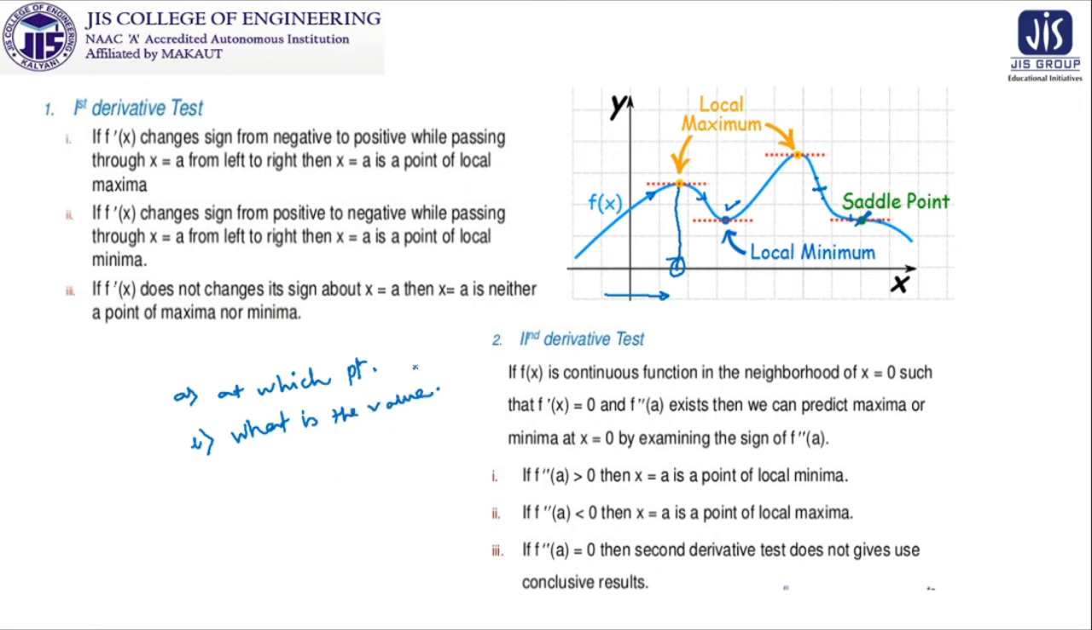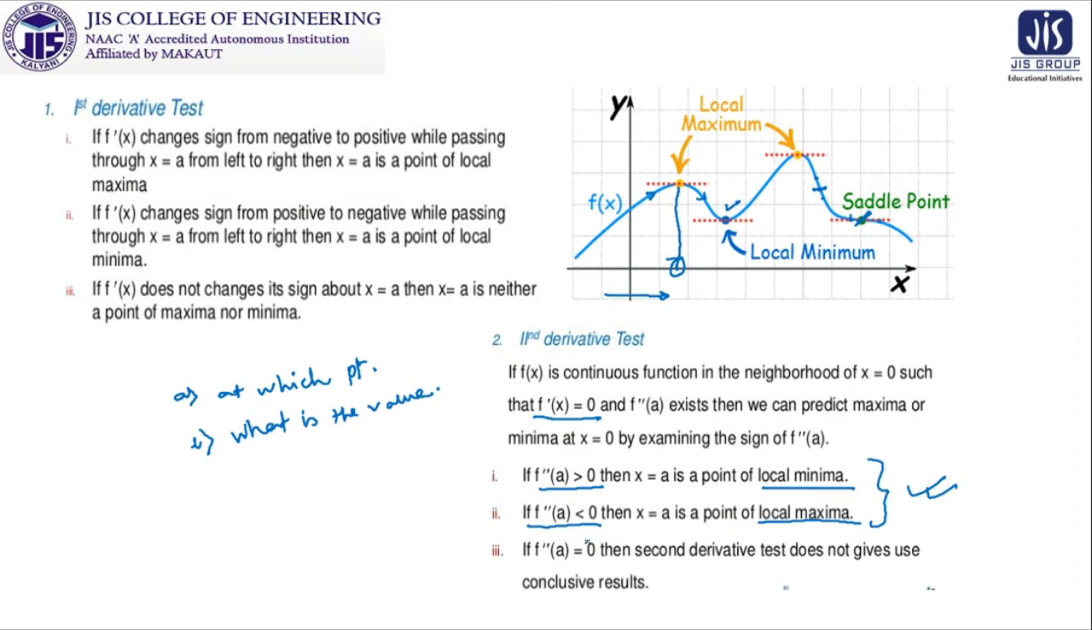Clear? So what you see, f(x) is a continuous function in the neighborhood of x equal to a, such that f'(a) equals 0 and f''(a) exists. It is our mandatory condition which has to be followed for this second derivative test. After that, if we calculate f''(x) and put x equal to a in this, then if it is greater than 0, it will be a local minima. If it is less than 0, it is a local maxima. You know all this. I am not elaborating this, but it is required to recapitulate this for this class.